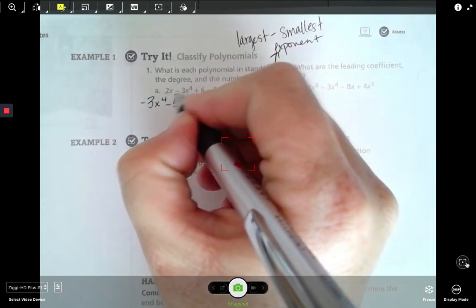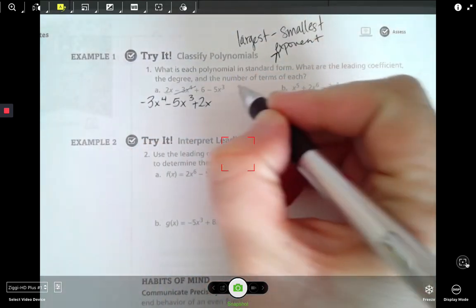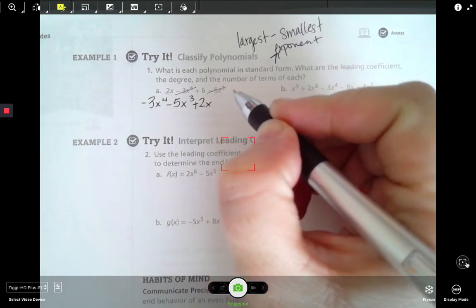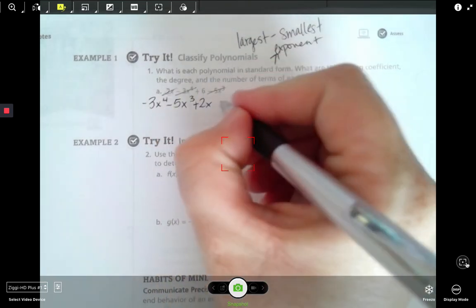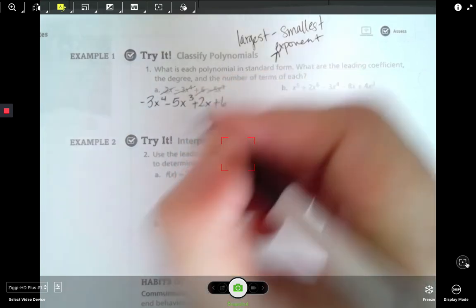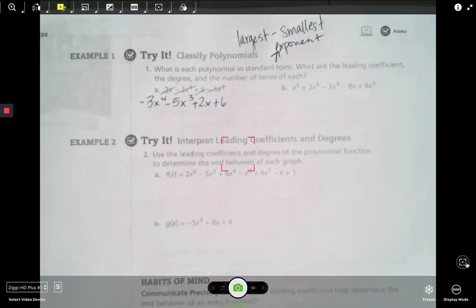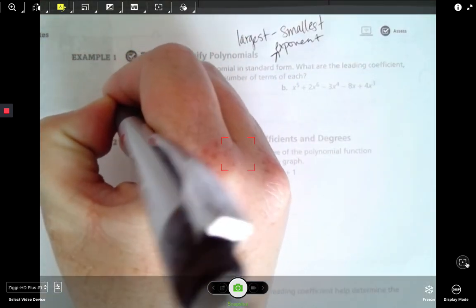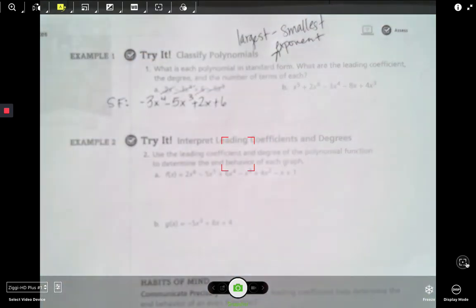So I've already used the negative 3x to the fourth, I've used the negative 5x cubed, I've used 2x, and that leaves me with plus 6. So that is my equation in standard form. I'm just going to write SF so you kind of know what that is. Y'all okay with that?